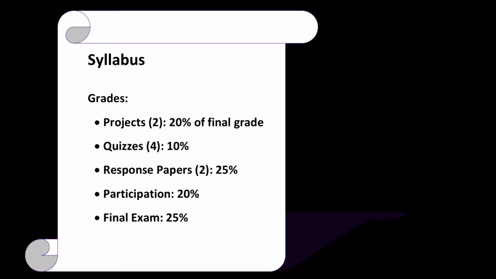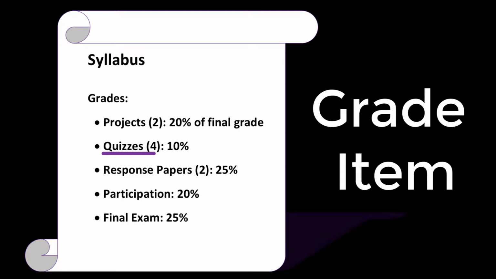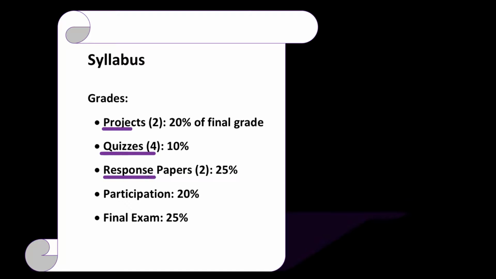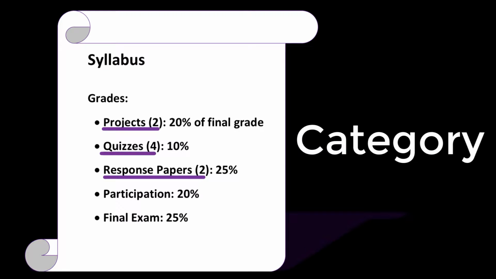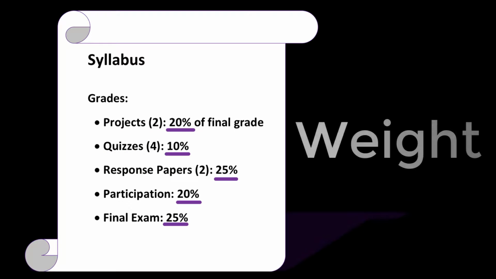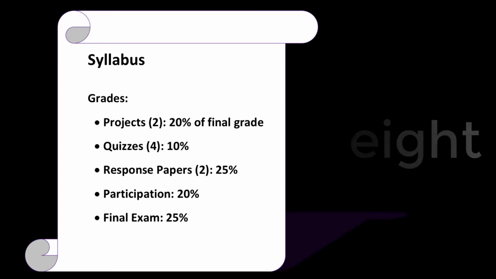This course has various types of assignments and activities that count differently toward the final grade. In Moodle, each of these quizzes, for example, is called a grade item. Each grouping of items, so projects, quizzes, etc., is called a category. And the percentage toward the final grade shown here is going to be called the weight. In this particular example, our weights add up to 100%, but you can have your maximum grade be whatever number you choose. More on that later.